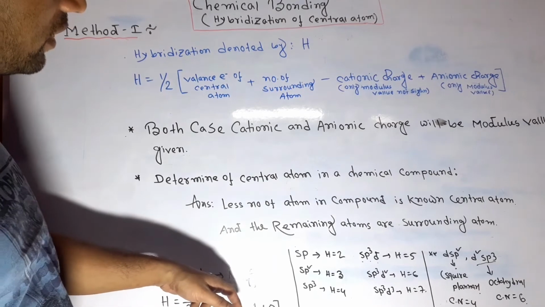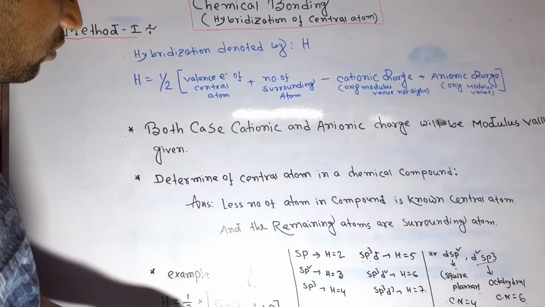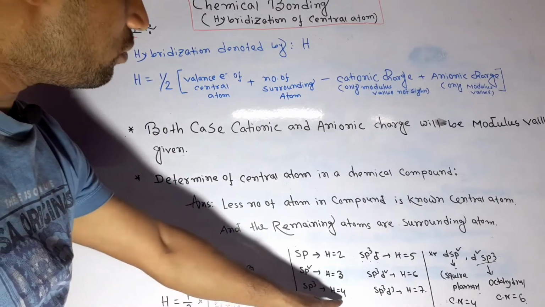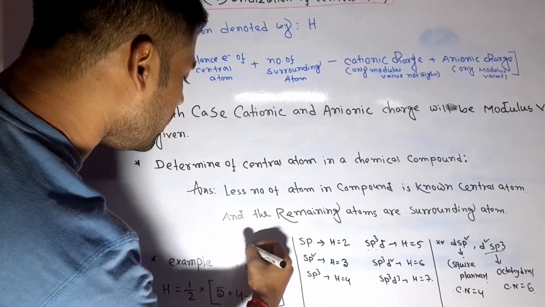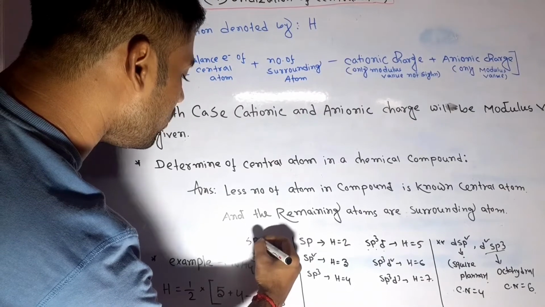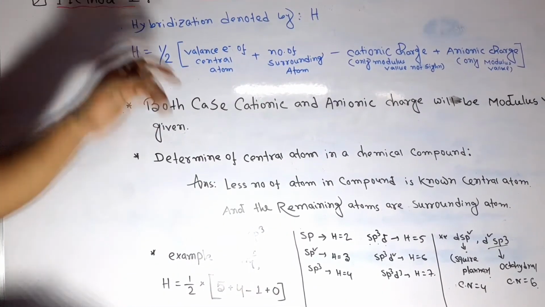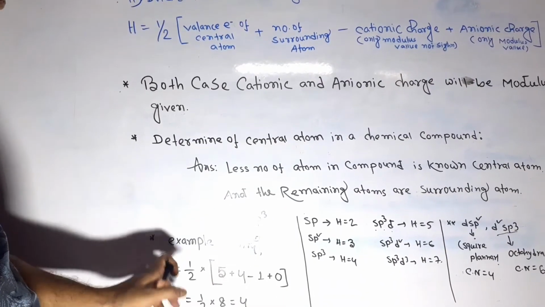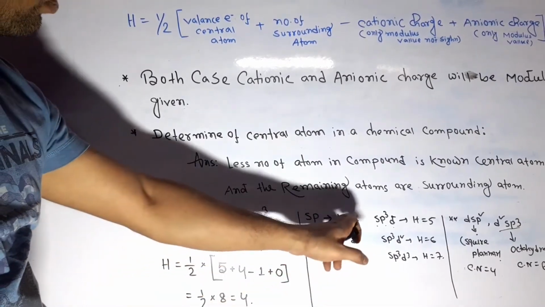Take the example NH4 plus. To find the hybridization of the central atom, you calculate the hybridization number by this method, and it is 4. If the hybridization number is 4, then the hybridization name is sp3. So the central atom in NH4 plus belongs to sp3 hybridization.